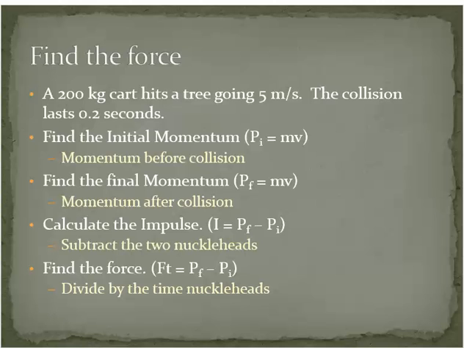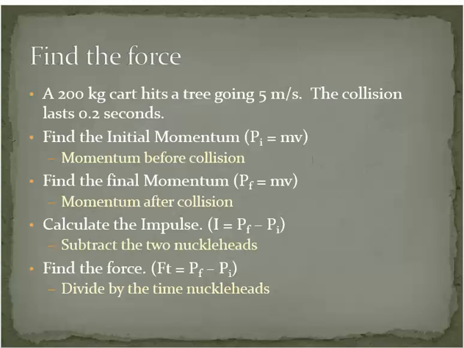So here's an example of impulse. A 200 kilogram car hits a tree going 5 meters per second. This is impulse because, as you can imagine, when a car hits a tree, the car stops. So the tree applies some type of force because it causes it to decelerate, according to Newton's second law. So there is a force. The collision lasts for a certain amount of time, and there is a change in momentum. So let's calculate these. Find the initial momentum.